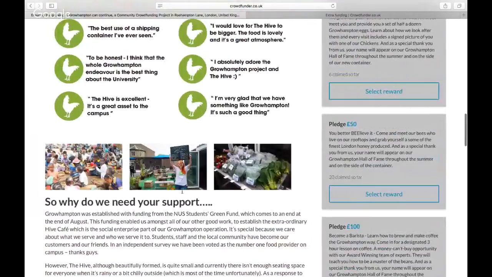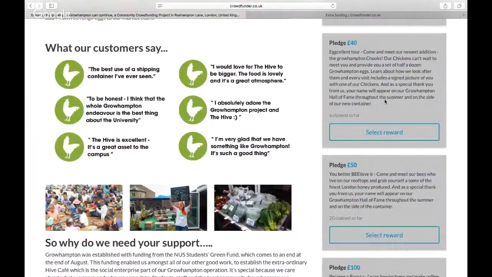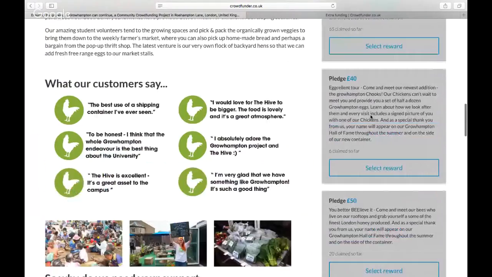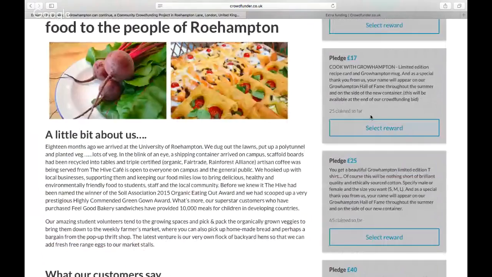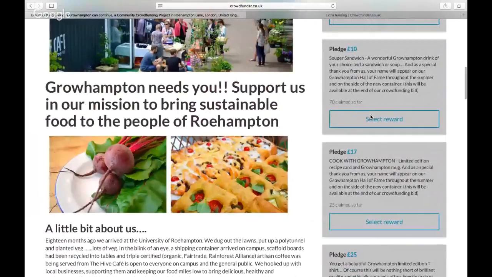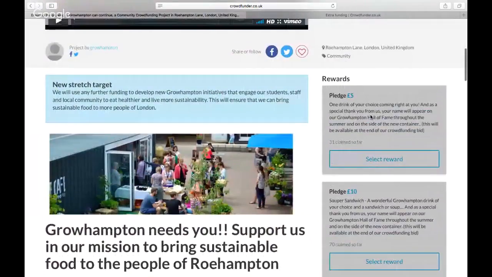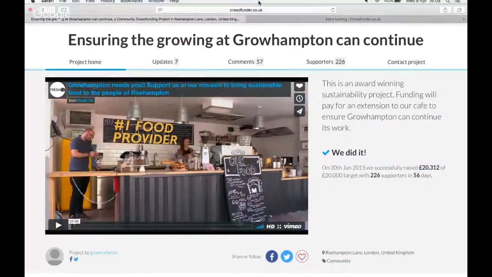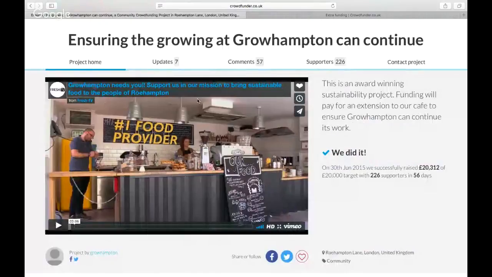You can see also as we've been going down the page these rewards on the right hand side, and you can actually see if you look back at Growhampton's project page how many people pledged on each reward. So I definitely recommend doing that, and the link to that project again is crowdfunder.co.uk/Growhampton, just like it's spelt there in the title at the top, so do pop by and have a look.